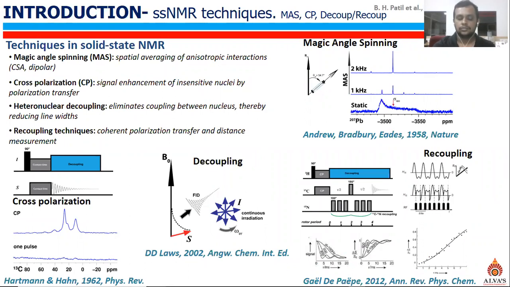There are some techniques involved in solid-state NMR, such as magic angle spinning. When the sample is spun at a particular angle, the spatial averaging removes the widespread broadening and a narrower signal is obtained. Another is cross polarization, in which the insensitive nucleus is enhanced by a polarization transfer technique. Then there is heteronuclear decoupling, in which we eliminate the coupling between the nuclei, and these interactions are brought back by using recoupling techniques.